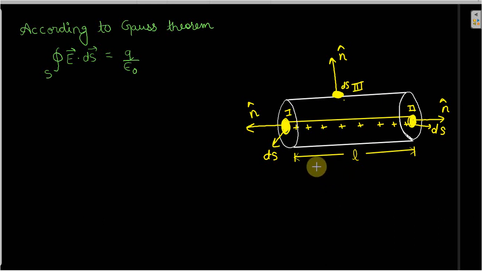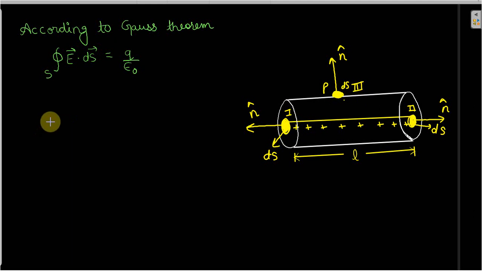So now we will apply the Gauss theorem to find the electric field. First of all, we will find the electric flux at three different surfaces, and we will add the electric flux of the three surfaces, and after that we will find the electric field by Gauss theorem. So let's start. According to the Gauss theorem, the electric flux, the integral of E dot ds, is equal to Q by epsilon naught. We want to find the electric field produced by this uniformly charged wire at point P.